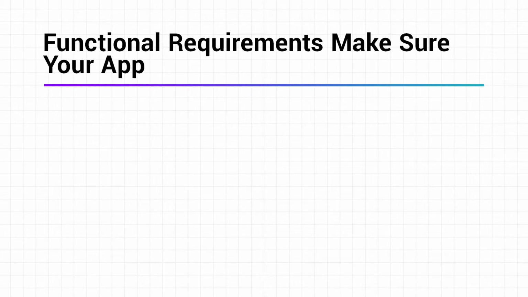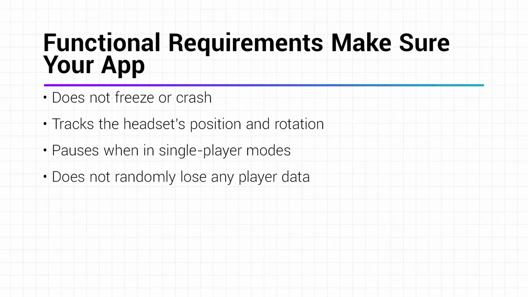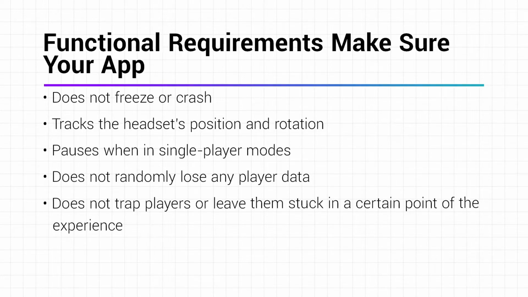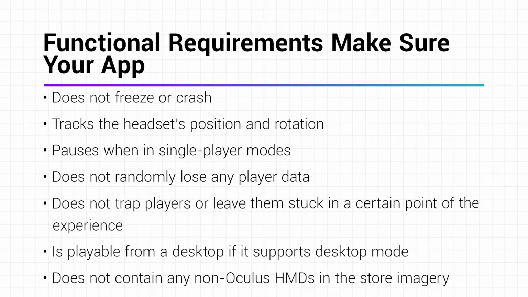Functional requirements. The functional requirements section has a broad list of requirements. These VRCs are here to ensure consistent behavior in all Oculus-supported apps. The topics covered in this section are designed to help you make sure your app is a high-quality experience for the user. These VRCs ask that you make sure your app does not freeze or crash, tracks the headset's position and rotation, pauses when in single-player mode, does not randomly lose any player data, does not trap the player or leave them stuck in a certain point of the experience, is playable from a desktop if it supports desktop mode, and does not contain any non-Oculus HMD in the stored imagery.